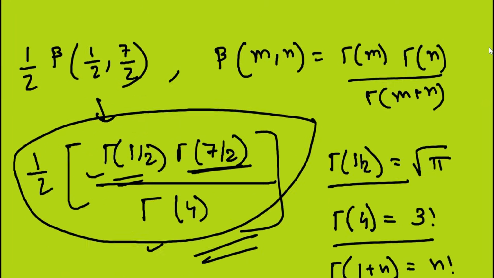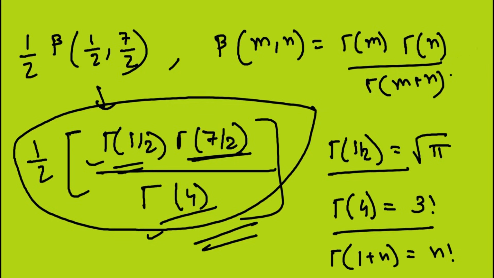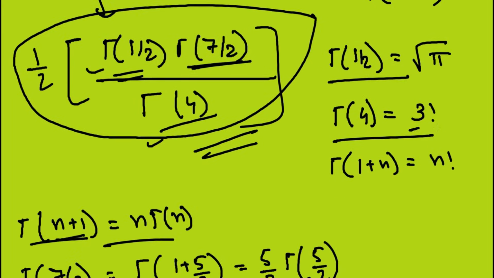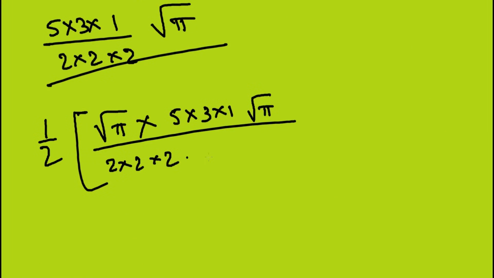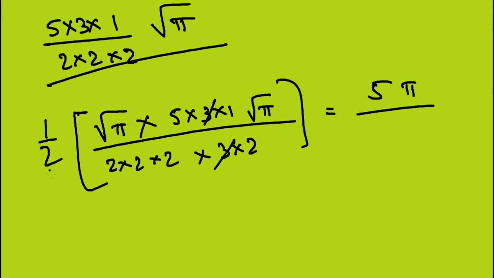Next, what do we have? The next thing is gamma 4. What is gamma 4? 3 factorial. So if I put it in the denominator, I have 3 into 2, which is what 3 factorial is. So what will this become? If I simplify this entire thing, this 3 gets cancelled. So what do we have in the numerator? 5. Root pi into root pi will just become pi, divided by 1, 2.